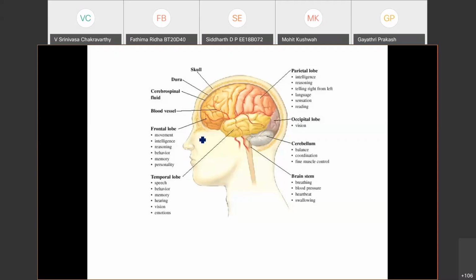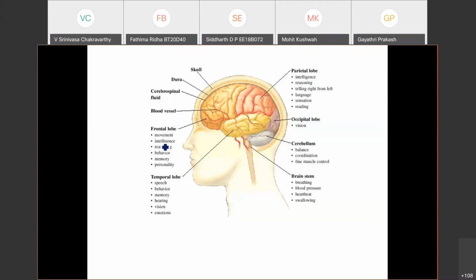The frontal lobe controls movement, is involved in intelligence, and does reasoning, behavior, memory, and personality. The temporal lobe, what does it do? It does speech, behavior, memory, hearing, vision, emotion. What does the parietal lobe do? It does intelligence, reasoning, right and left distinction, language, sensation. Okay, so let's wait here for a second. I just picked this up from the internet, some random figure. But just look at this figure. Let's look at it more critically.